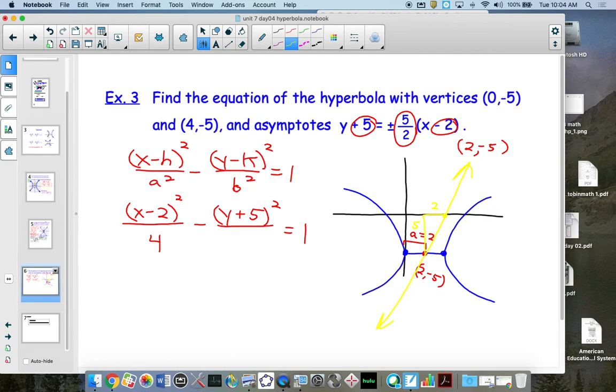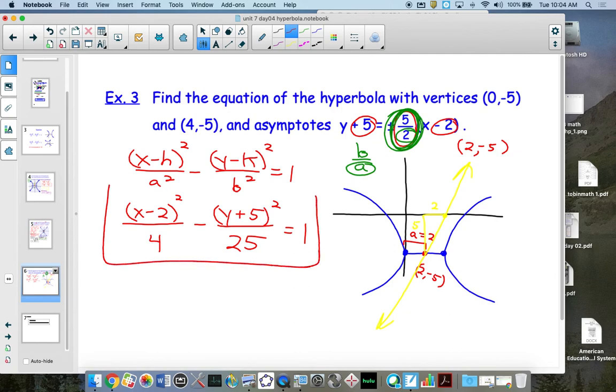Now, what if a wasn't 2? What if a was, let's say, 1? I want you to realize, and this usually doesn't come up a lot, but it can, so don't be thrown. But this 5/2 doesn't mean b is 5, a is 2. It means the ratio of b over a equals 5/2. So in this case we got lucky. A was equal to 2, so we know b is equal to 5. And 5 squared is 25. And that's it.